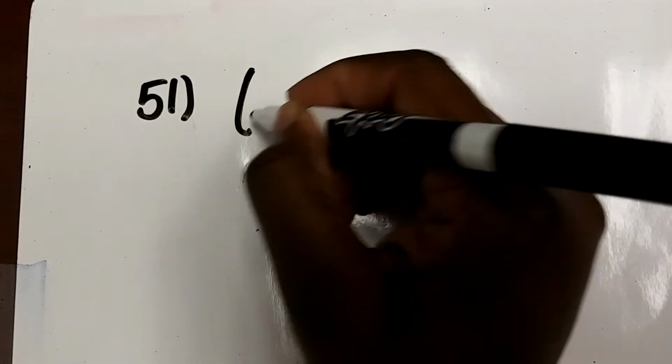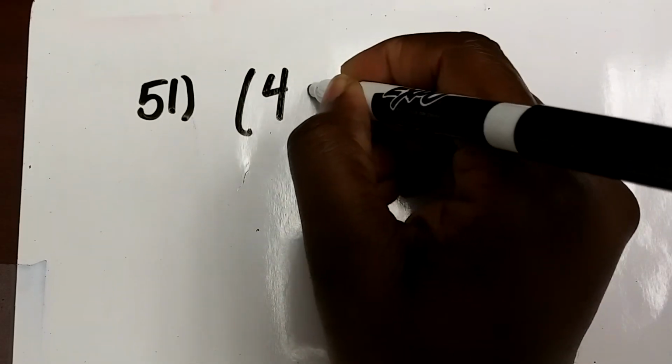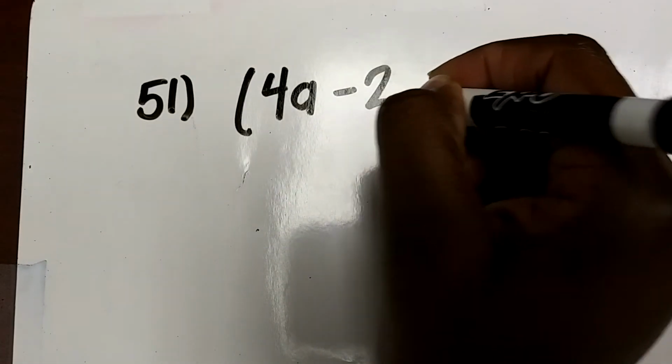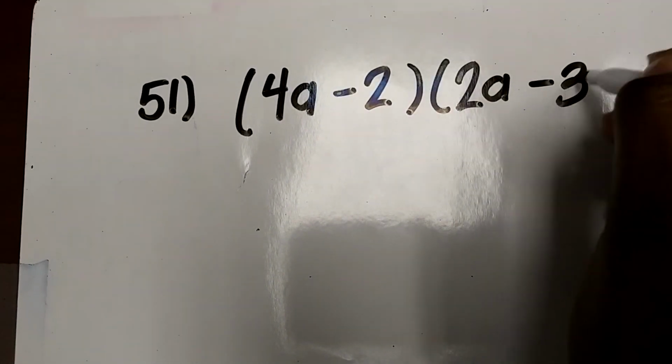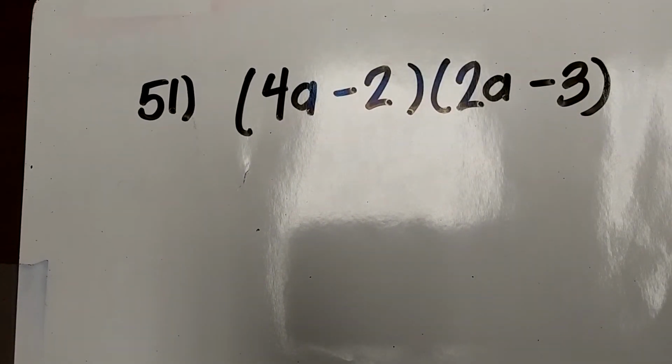FOIL is just distributive property. That's all it is. So do keep that in mind. Binomials have their own little special name, which is FOIL, but it's nothing but distributive property. 51 I have 5a minus 2 times 2a minus 3. And I do want to go over the FOIL again, which again is just distributive property.